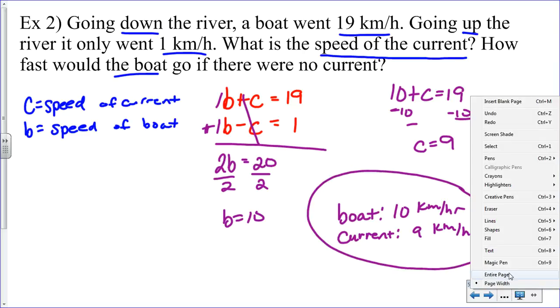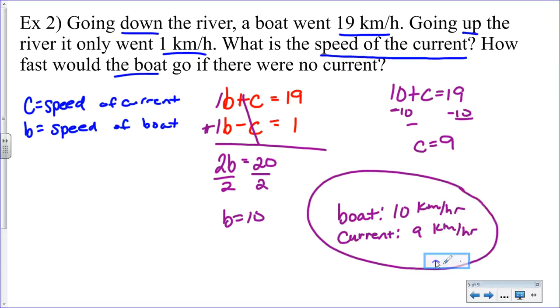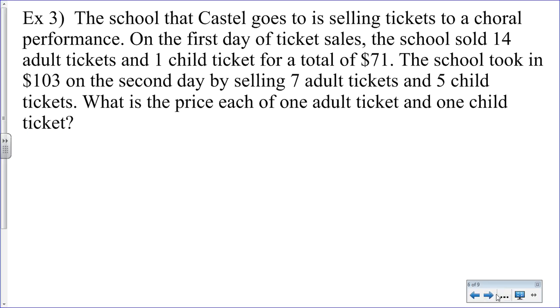Okay, and we can check that off to the side. If I do, in the second equation, 10 minus 9, I should get 1, which works out. Okay, so the boat is going 10 kilometers per hour. The current is going 9 kilometers per hour. We're going to do one more together, and then I'm going to have you try the last two on your own. See how you're doing with these.